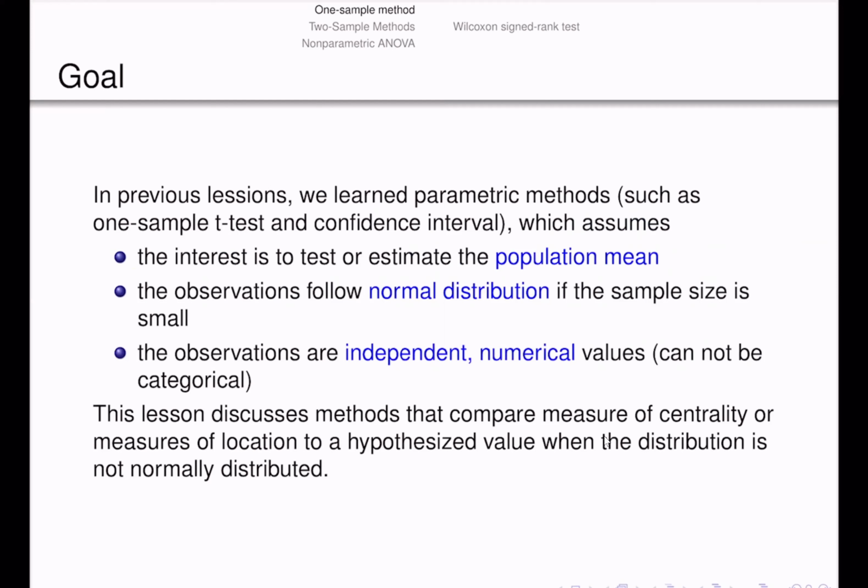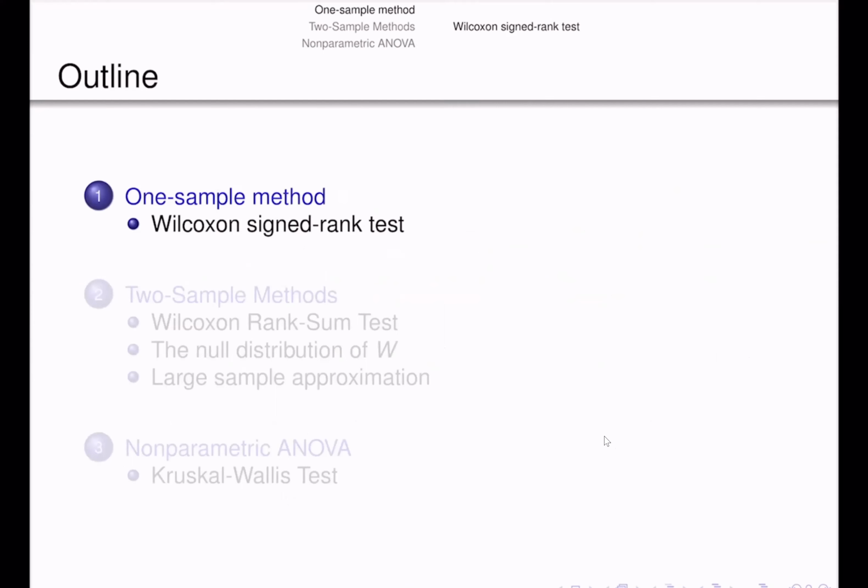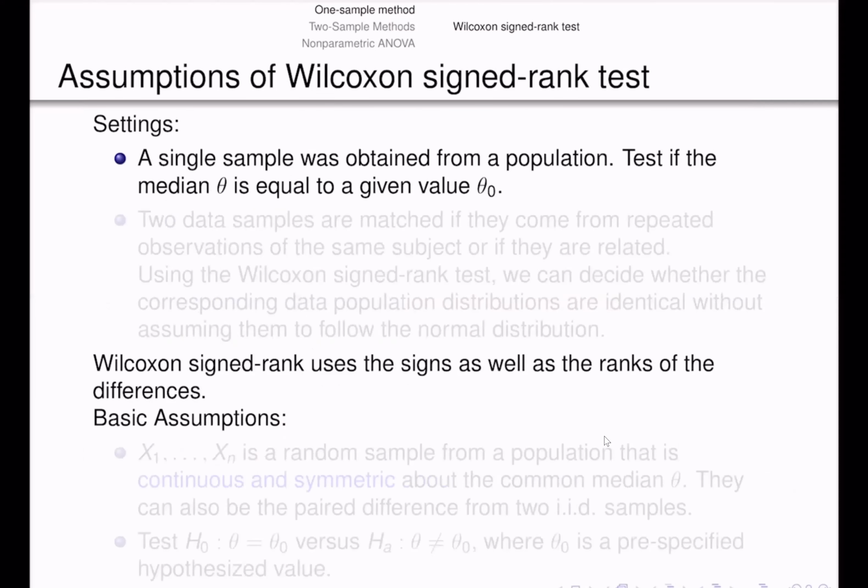Unfortunately, the real world often has data that are categorical, or they could be, for example, just integer values rather than a continuous variable having normal distribution. So in this lesson, we are going to learn a method to handle data that is not necessarily normally distributed. The Wilcoxon signed rank test combines both the rank and the sign of the comparison of the observed data with a given value.